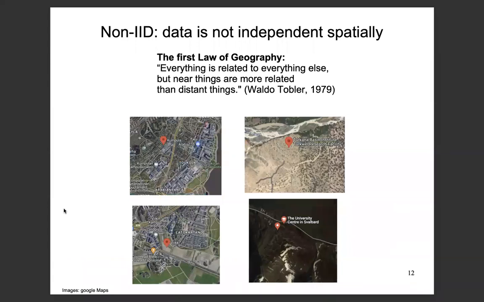So if we think of data that comes from anywhere on Earth with any sort of geographic background to it, the first law of geography, which is quoted here, says that everything is related to everything else, but near things are more related than distant things. And this is very intuitive, and we all know that. The images here illustrate an example of university campuses. So this is Kumpula, this is Viikki, this is Turkana Basin Institute in Kenya, where we sometimes work, almost in a desert. And this is a university center in Svalbard, up north.